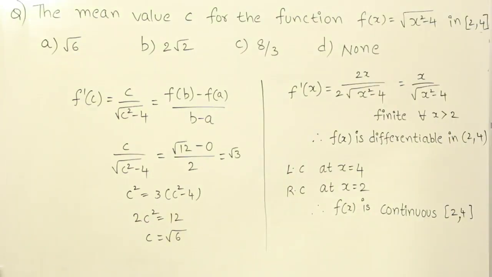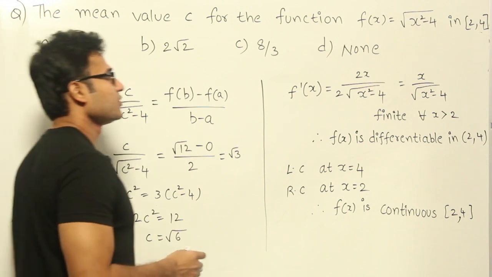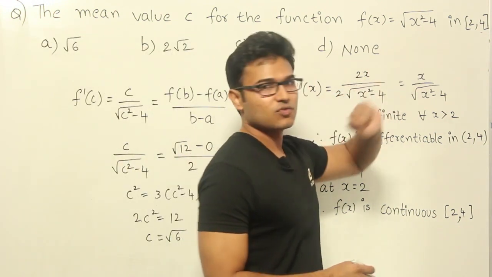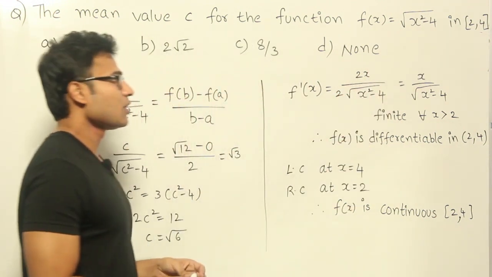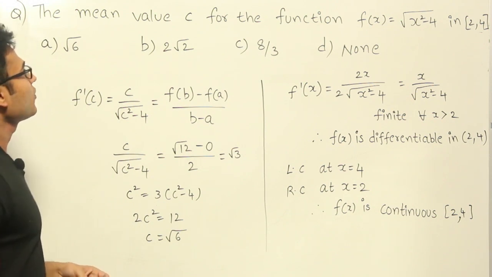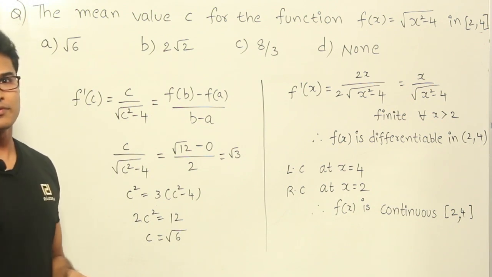Now let's see this question. The mean value C for the function f of x equal to square root of x square minus 4 in the range 2 comma 4 is. So now we are supposed to find out the mean value.